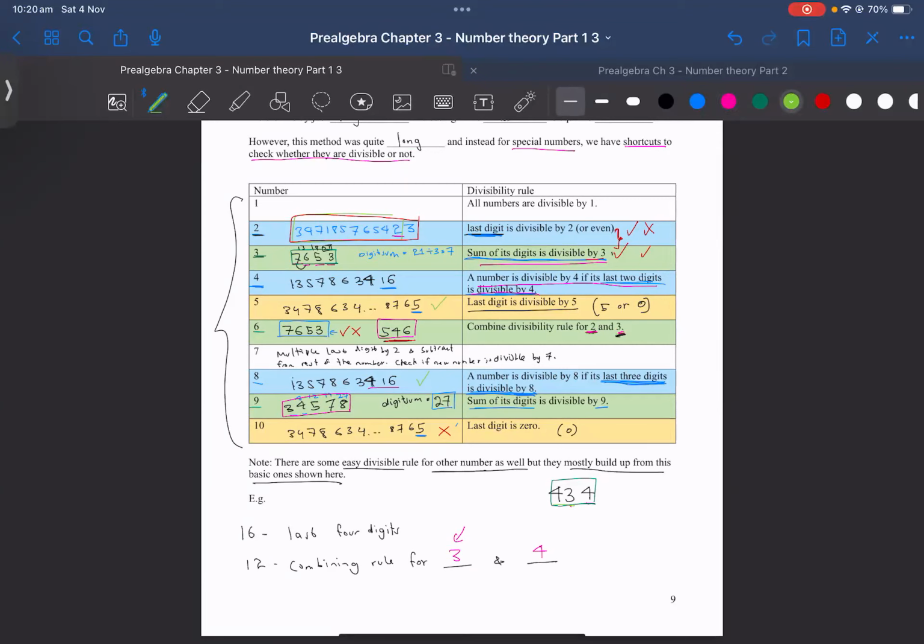But something that wouldn't work is 2 and 6 here. 2 and 6 would not work for 12, because the problem with this is there are common factors. Anytime there are common factors, you can't combine them, like you can't multiply them together to form bigger rules.